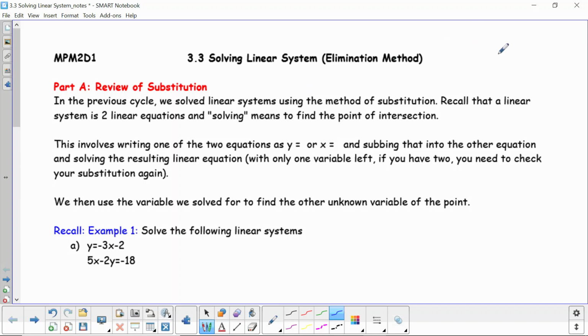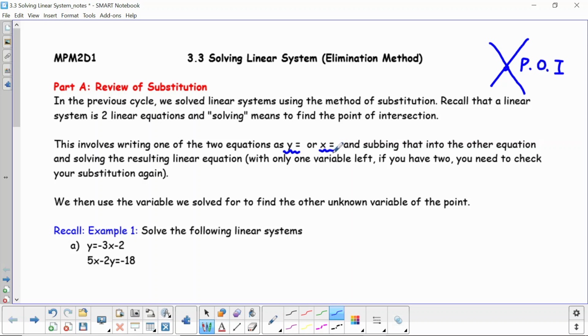Solving a linear system means we have two lines, and we are going to look for the point of intersection. For the substitution method, you write one of the equations as y equals or x equals, so isolate x or y. Then we substitute this x or y into the other equation to get rid of one variable.